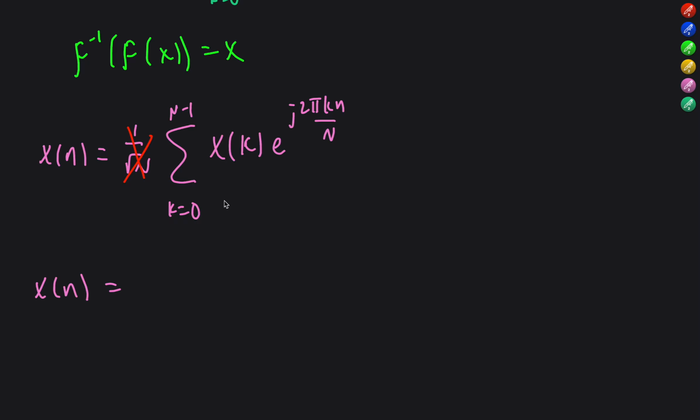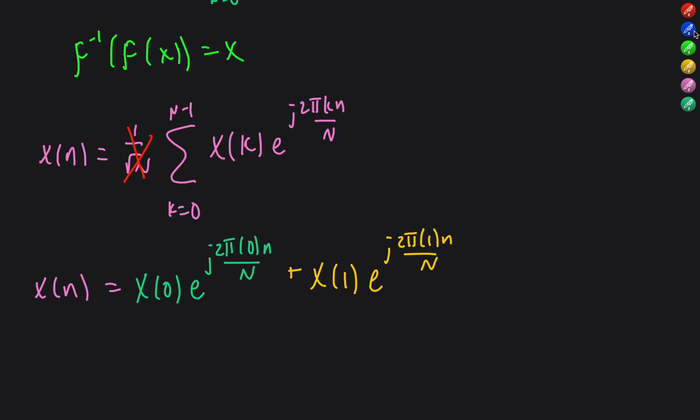Okay, now let's see what's going on here. Let's choose k. Remember, this sum says go from k equals 0 to n minus 1. Let's go for k equals 0 first. So we plug in 0, and we get x of 0 e to the j 2 pi 0 n over n. Next, let's plug in 1. It's a sum, right? So we plug in 1: x of 1 e to the j 2 pi 1 n over n. Next, x of 2 e to the j 2 pi 2 n over n, and so on and so forth, all the way up until n minus 1.